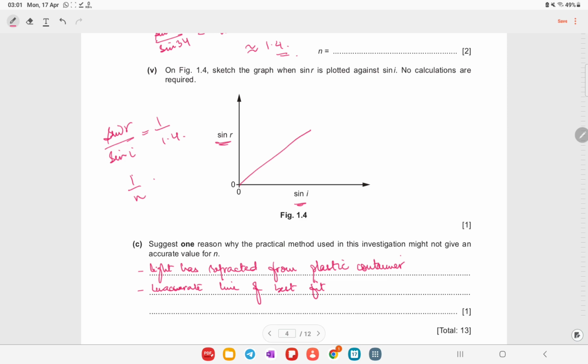Okay, the next question is, suggest one reason why the practical method used in the investigation might not give an accurate value for n. Obviously light has been refracted by the plastic container, and you will get an inaccurate line of best fit.